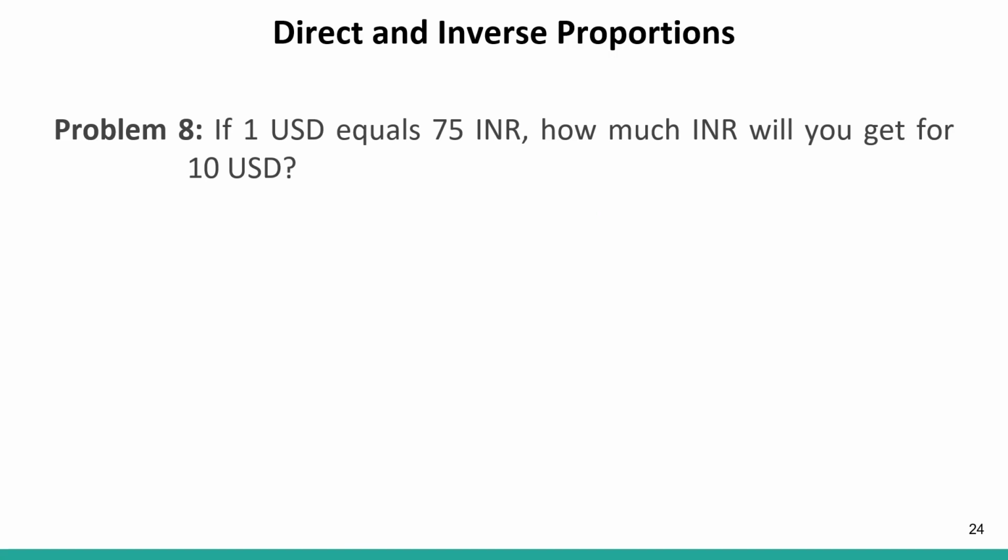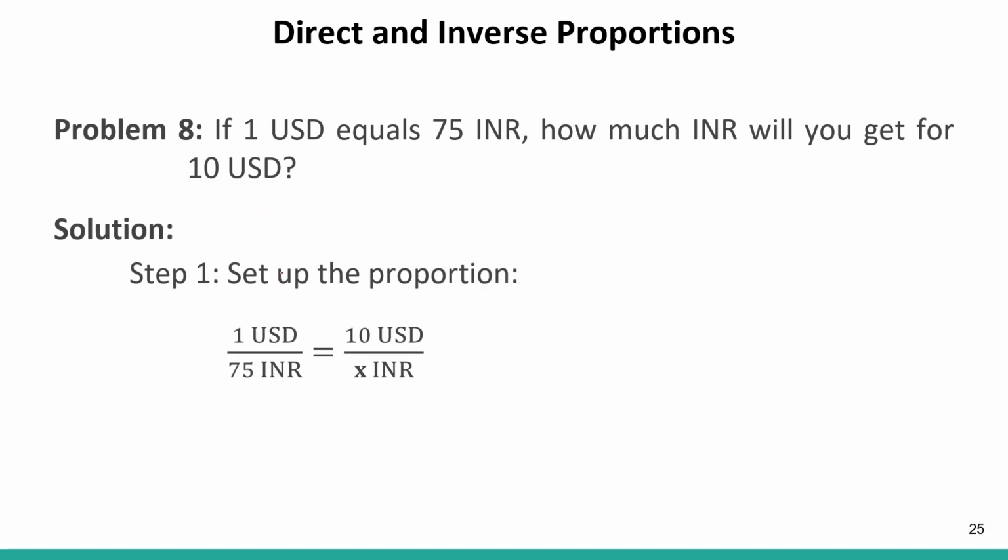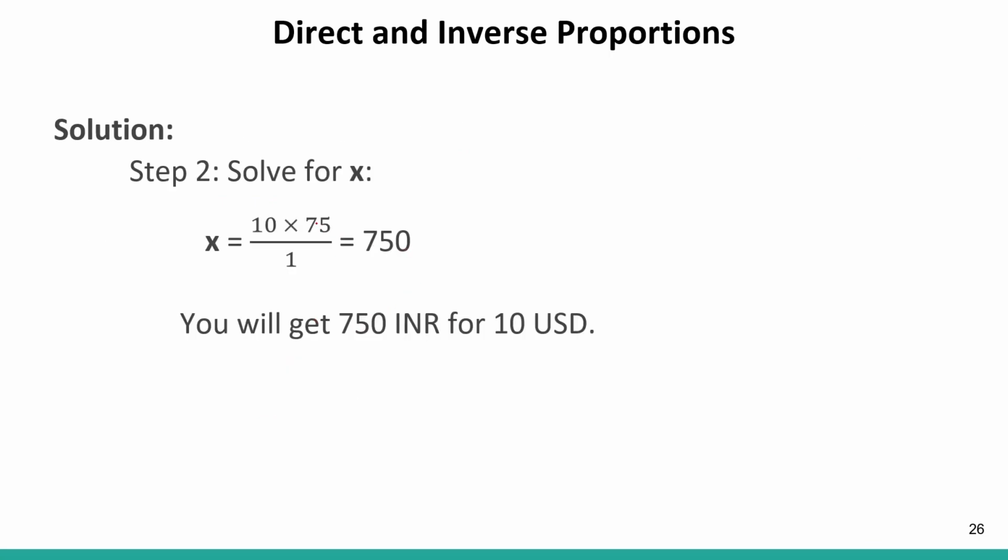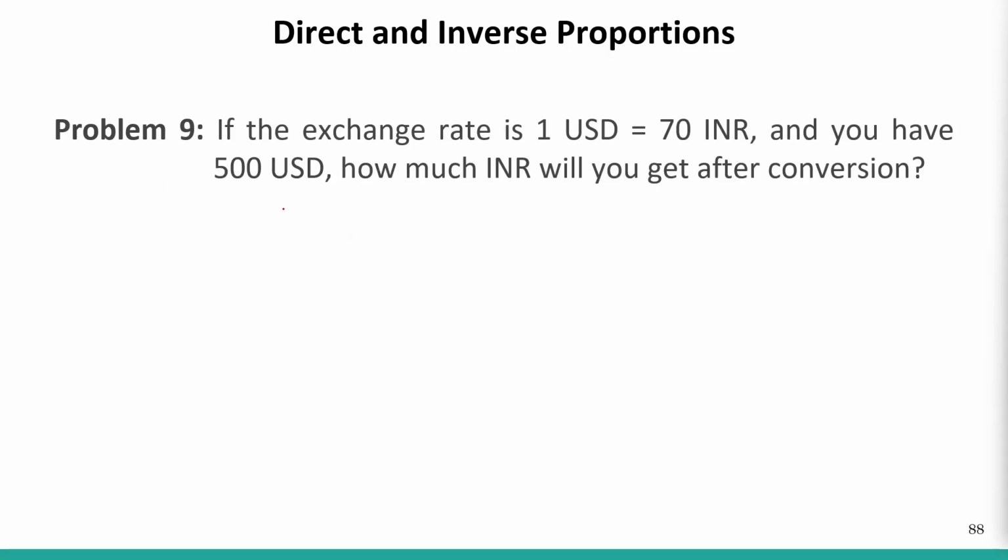If $1 is equal to 75 Indian rupees, then how much INR will you get for 10 USD? Setting up the proportion, 1:75 is equal to 10:x. So x will be what? 10 into 75 by 1 is equal to 750. So you will be getting 750 rupees for 10 US dollars. So let's see problem number 9.